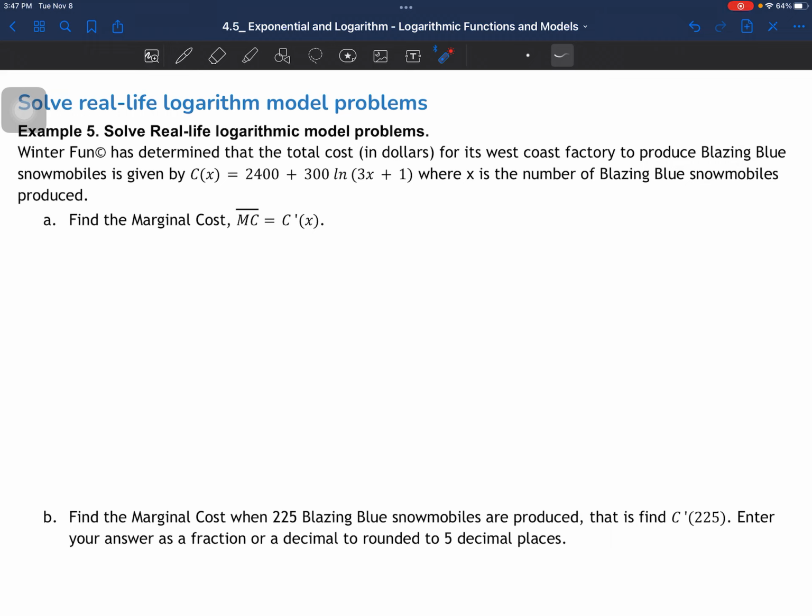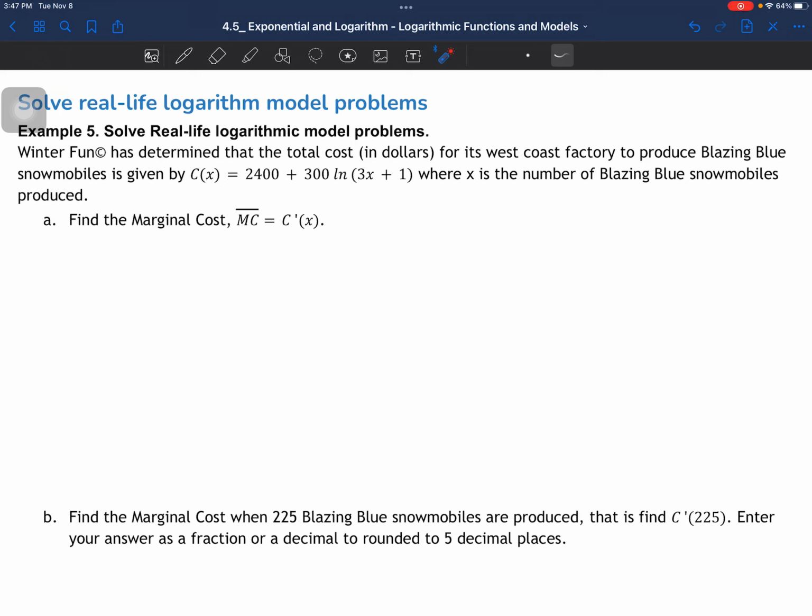All right, welcome back. So we're gonna try example number 5. In this problem, we're gonna set up a real life logarithm model problem, and we're gonna use calculus to solve the problem. So let's say we have a winter fun company that has determined that the total cost in dollars for its West Coast factory to produce blazing blue snowmobiles is given by the function c of x equals 2400 plus 300 times the natural log of the quantity 3x plus 1, where x is the number of blazing blue snowmobiles produced.